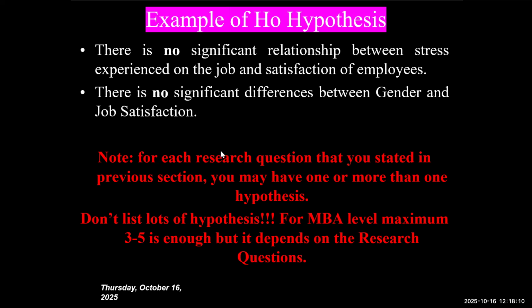There's a note: for each research question that you stated in the previous section, you may have one or more than one hypothesis. It depends. So don't list lots of hypotheses. For MBA level, a maximum of 3 to 5 is enough. But it depends on the research questions that you have. So the research questions that you have will determine this, and the conceptual framework that you draw will determine these ones.